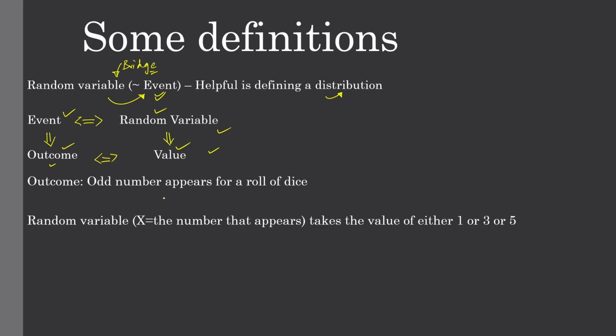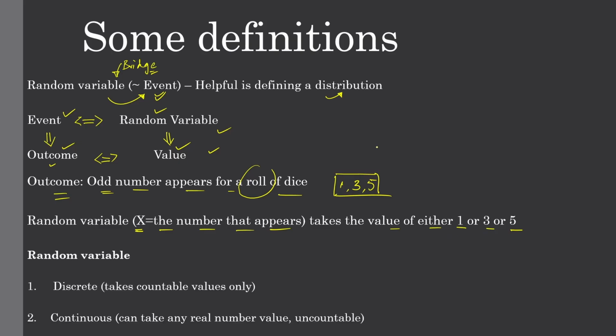So let us take this example. Again, the rolling experiment is conducted, and what is the outcome? The outcome is that an odd number appears on a roll of a die. So what are the odd numbers? Odd numbers are 1, 3, and 5. So if you define a random variable, x is equal to the number that appears after rolling, that can take values either 1, 3, or 5. So this is how we'll define random variables.